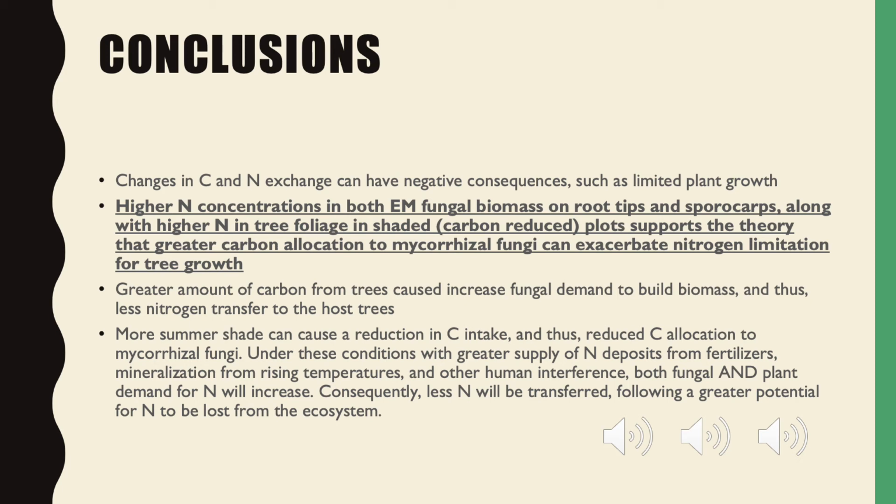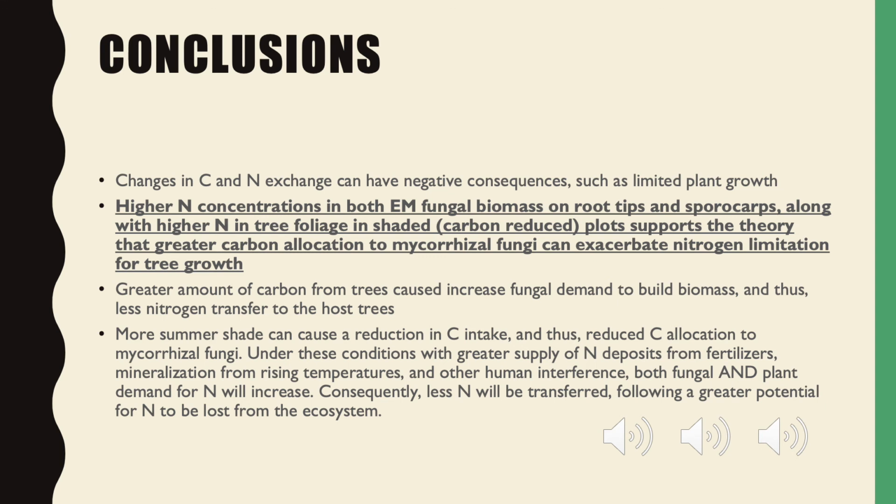In conclusion, we clearly see that altered carbon and nitrogen have an effect on fungal and plant relationships. We can conclude that greater allocation of carbon to EM fungi results in reduced nitrogen transfer to its host trees. Higher nitrogen concentrations in EM fungal biomass and tree foliage in shaded regions support the theory that when more carbon is sent to mycorrhizal fungi, less nitrogen is transferred to the host trees, highlighting the nitrogen limitation for tree growth.